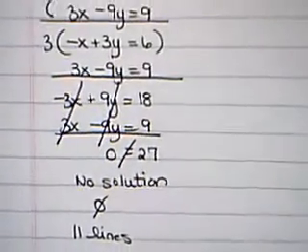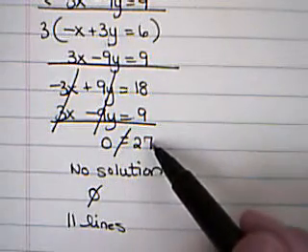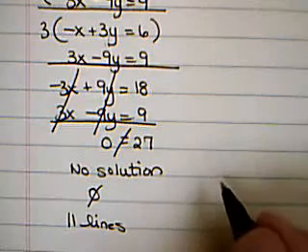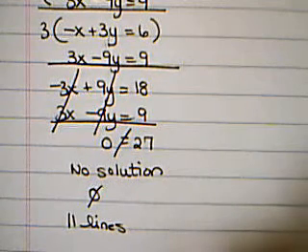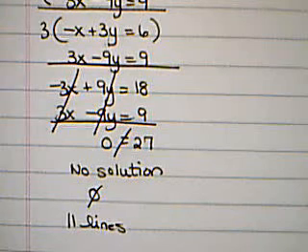Now, if it happened to be a true statement, if it would have come out to 0 equals 0, a true statement, then you would have had infinite solutions, which means it would be the same exact line that falls on top of itself, therefore giving you the infinite solution. So you'll have to be careful with your notation as far as writing your answer.